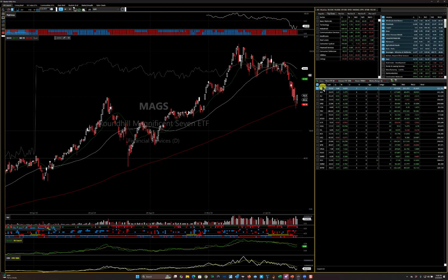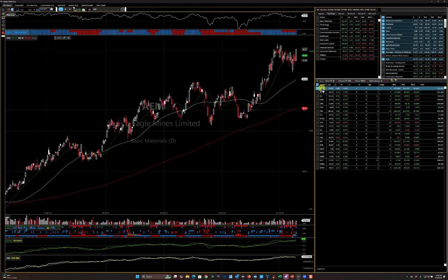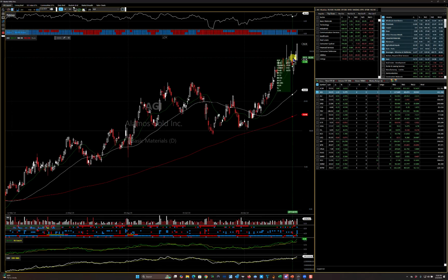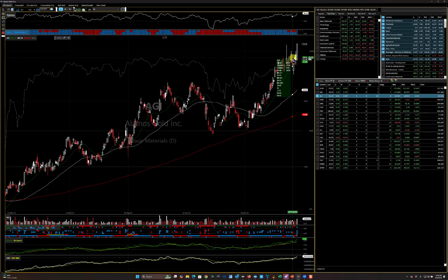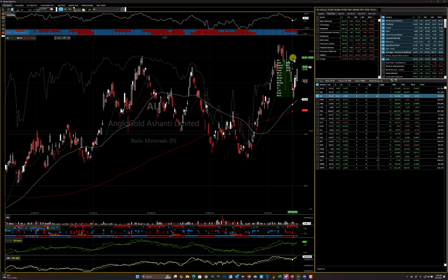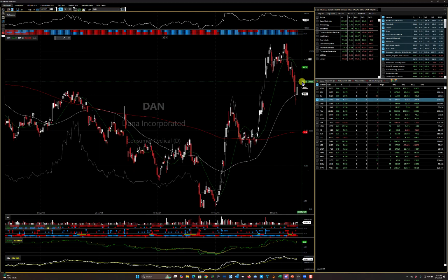AEM. Let's let it load. For reasons I never understand, the first one takes the longest. So AEM looks great. Broke out of a flag today. Let's look at AGI. Another gold breaking out. Let's look at AU. Another gold pullback and breaking out. Let's look at Dana Corp.